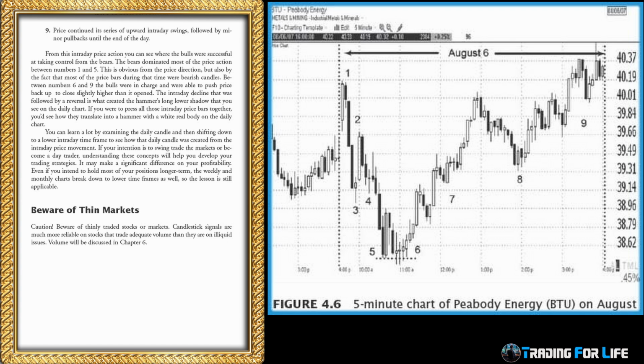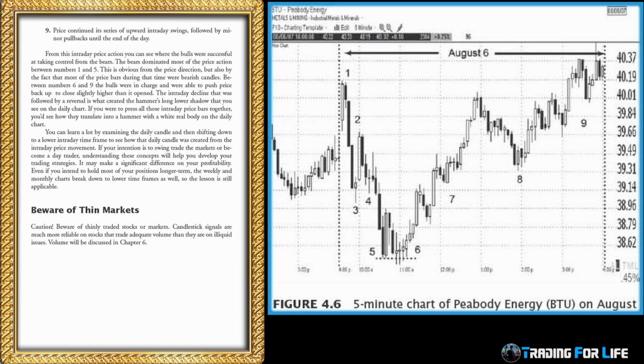The intraday decline that was followed by a reversal is what created the hammer's long, lower shadow that you see on the daily chart. If you were to press all those intraday price bars together, you'd see how they translate into a hammer with a white real body on the daily chart. You can learn a lot by examining the daily candle and then shifting down to a lower intraday time frame to see how that daily candle was created from the intraday price movement.